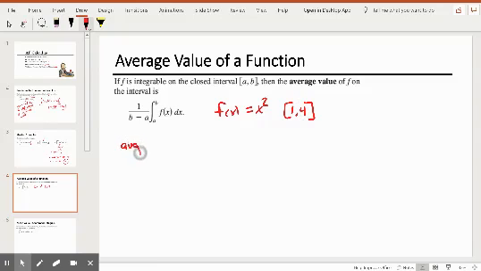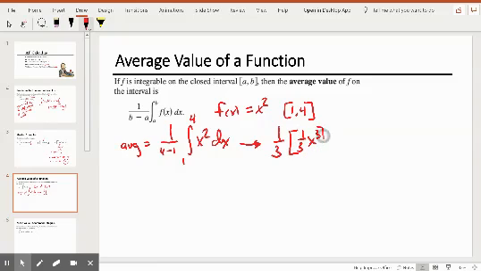We can say the average value is 1 over 4 minus 1 times the definite integral from 1 to 4 of x squared dx. This gives us 1/3. The antiderivative is 1/3 x cubed, and then the bounds of integration. I'm going to multiply these 1/3s together. That gives me a 1/9. And then we'll do 4 cubed minus 4 to the first.